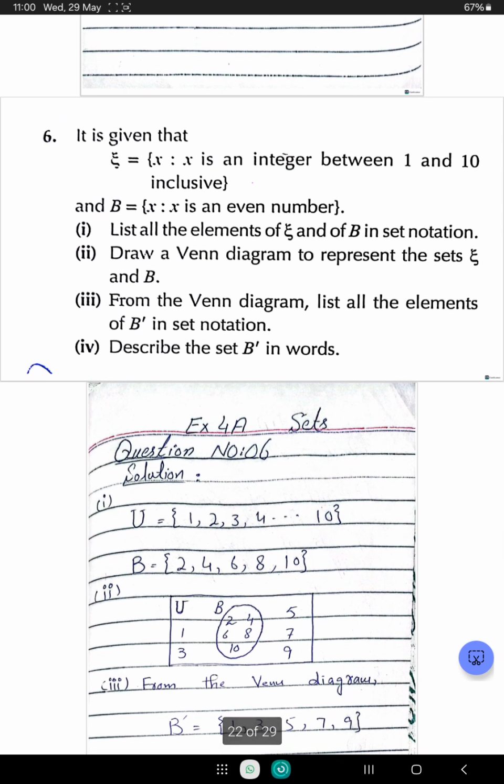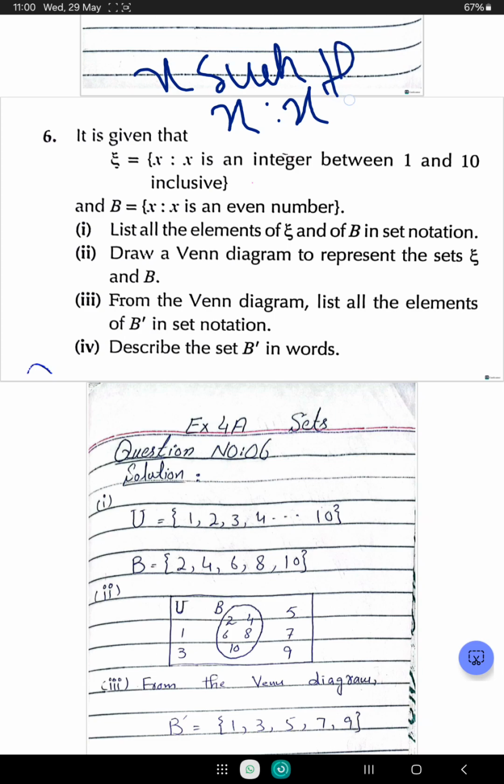Question number 6. It is given that the universal set is equal to {x : x is an integer between 1 and 10 inclusive}, and B is {x : x is an even number}. List all the elements of the universal set and of B in set notation.